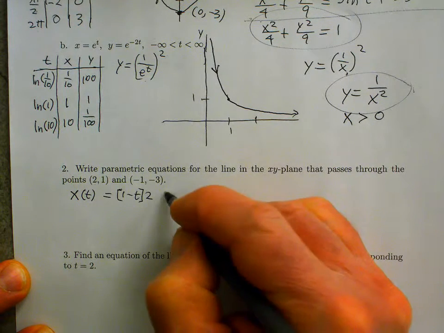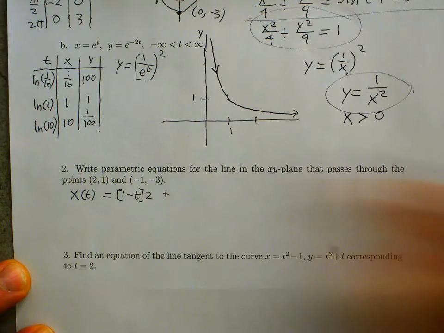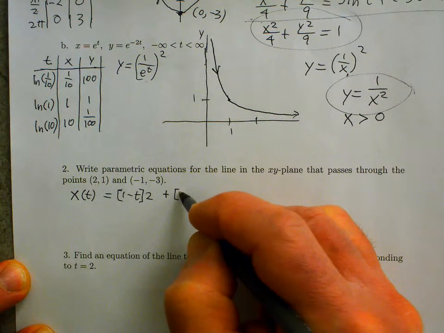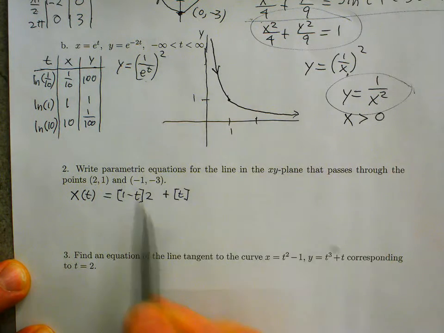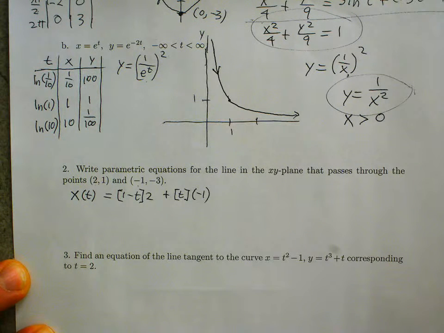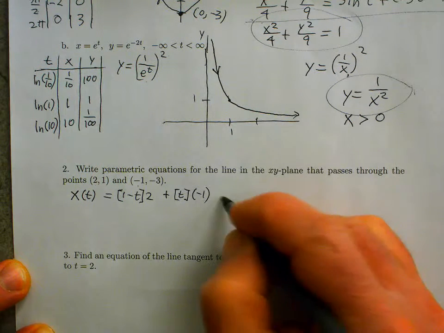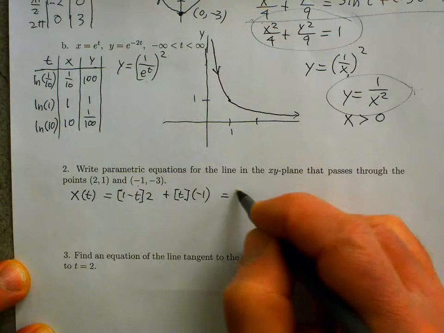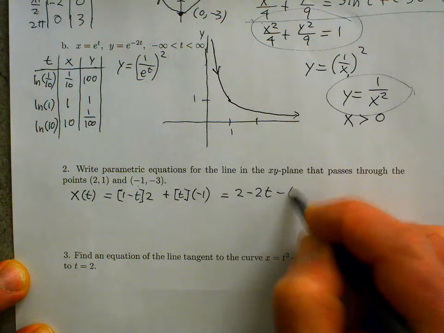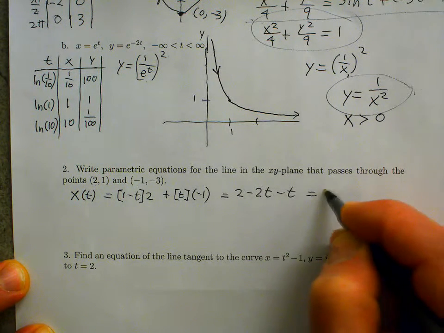And then add the quantity t times the x coordinate of the other point, which is -1. And then do the arithmetic. So we get 2 minus 2t minus t, or 2 minus 3t.